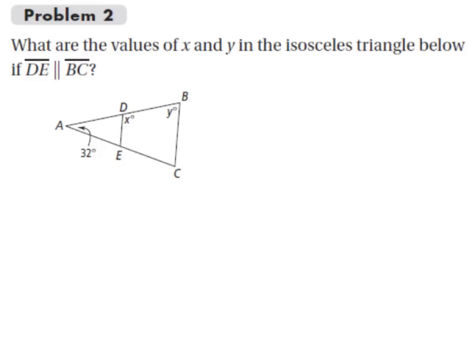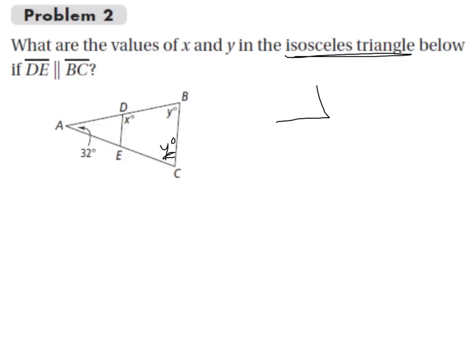It's saying, what are the values of x and y in the isosceles triangle below? It's saying DE and BC are parallel. Well, first it's telling me this is an isosceles triangle. So if this is an isosceles triangle, that means AC is congruent to AB, meaning my two base angles are going to be congruent. So I'm going to write y over here, so I can figure out what angle y is.